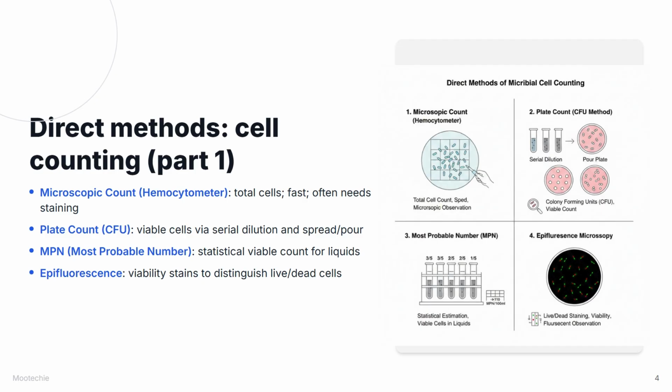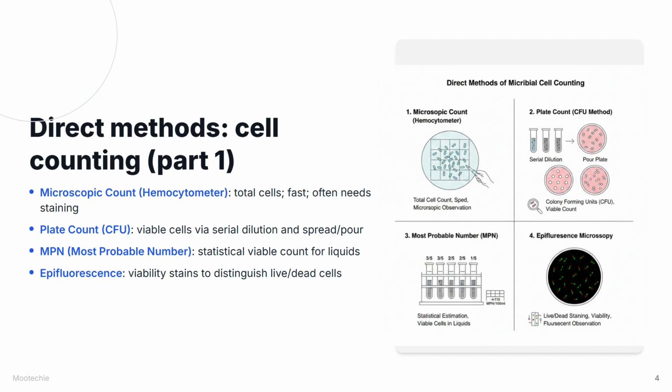Direct methods, cell counting, part 1. The first method is the microscopic count using a hemocytometer. This gives a total cell count, is fast but often requires staining to see the cells clearly. Next is the plate count or CFU method. This counts only viable cells through serial dilution and either spread or pour plating, resulting in visible colony-forming units.